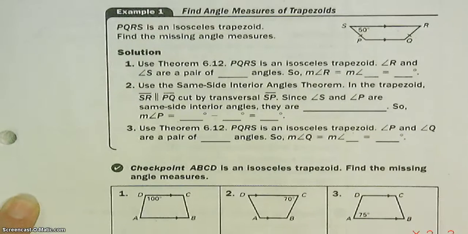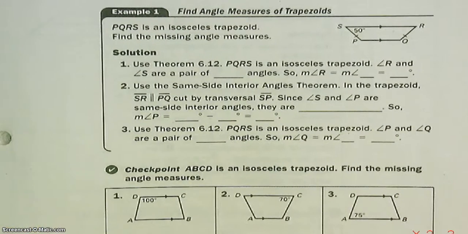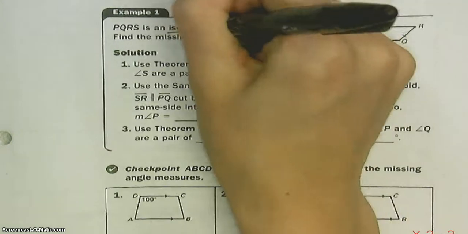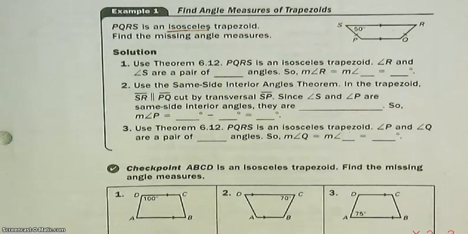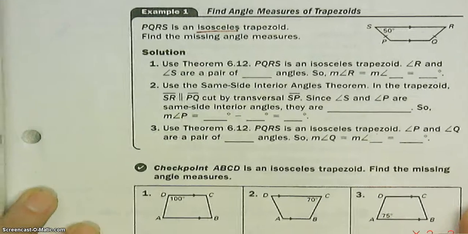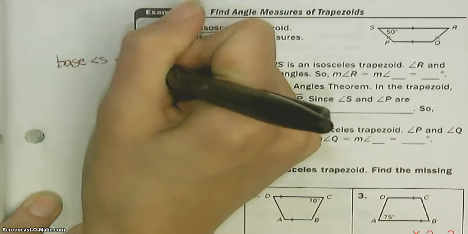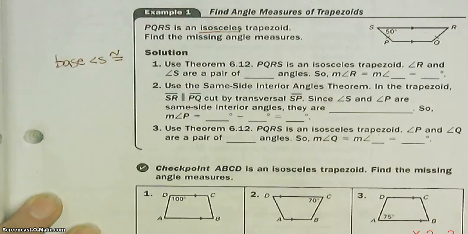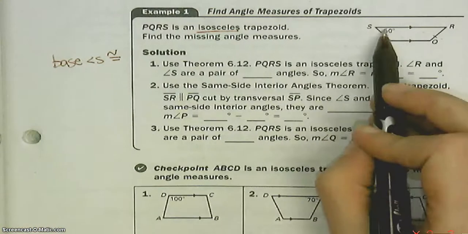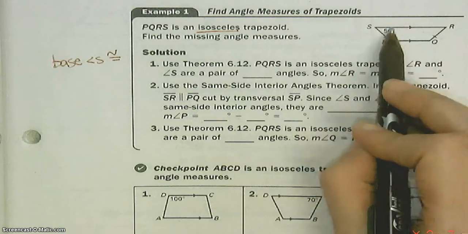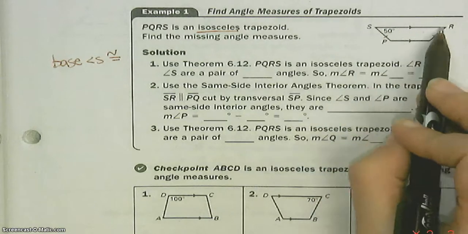Finding measures of angles of trapezoids. Okay. So what we learned, this is an isosceles trapezoid. So we learned in an isosceles trapezoid, let's have you write this to the side to remember, base angles are congruent. All right, so you look for the angles on the base. Well, S is on the base with R. See how they're both on this parallel line?